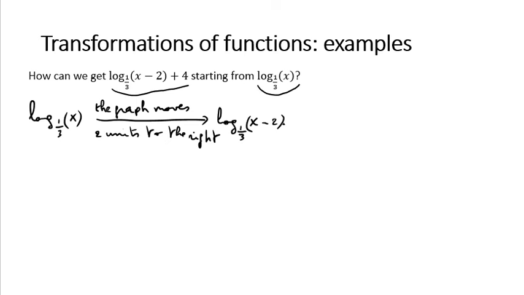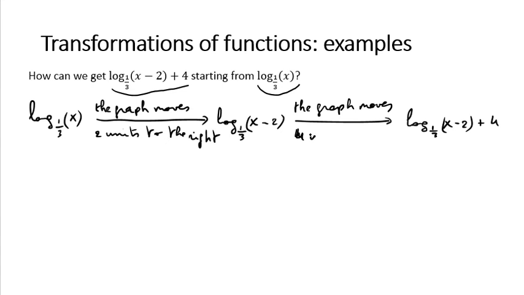And then we get this function, but we still have to do a plus 4. So we have to start from this function now and get to the new function by just doing plus 4. And doing plus 4 is just moving your graph with 4 units upwards. So the graph moves 4 units upwards.